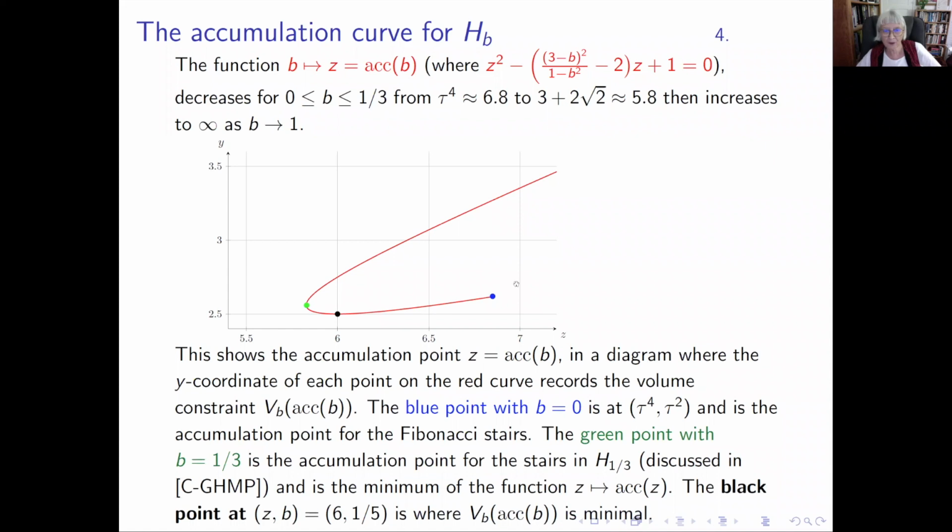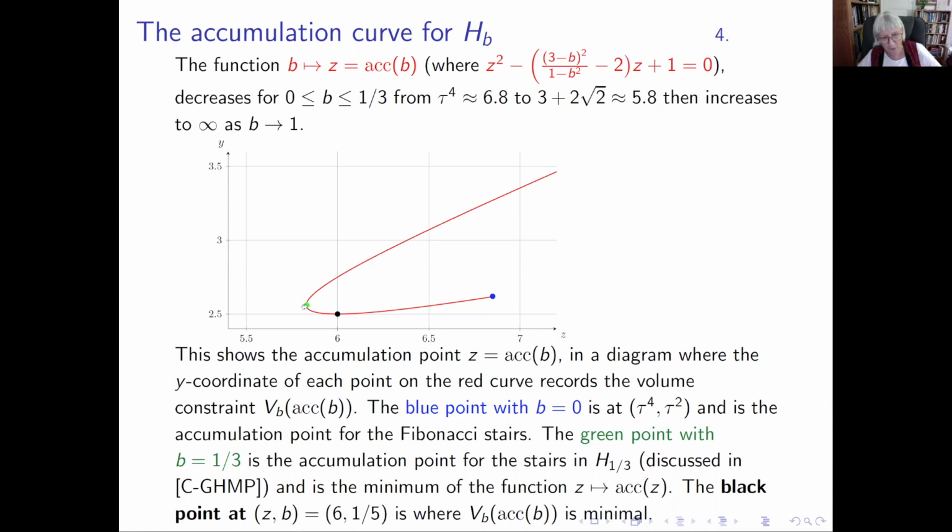So here's the graph. Now, this is a rather cunning picture because you're thinking of a parameterized curve where this coordinate here is a z coordinate, and the vertical coordinate is the volume. And what you're seeing is, here's when B is 0. So you start here at 2 to the 4th, and whatever the appropriate volume is, which is 2 squared. And then you go down to 6, which is taken at 1/6. This point is taken when B is 1/5. And it's a minimum of the volume.